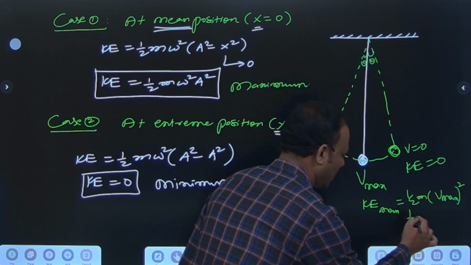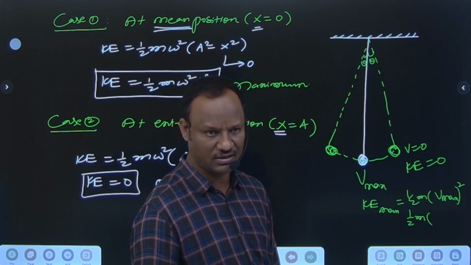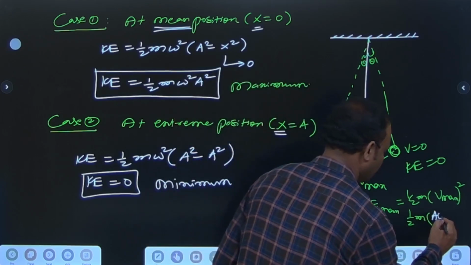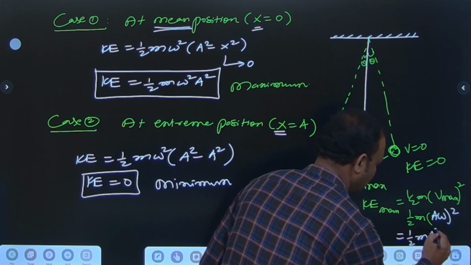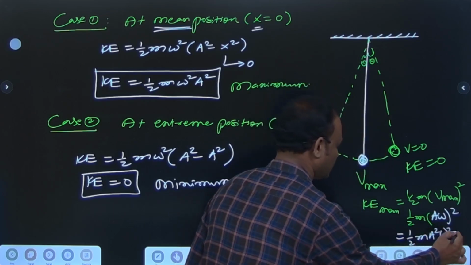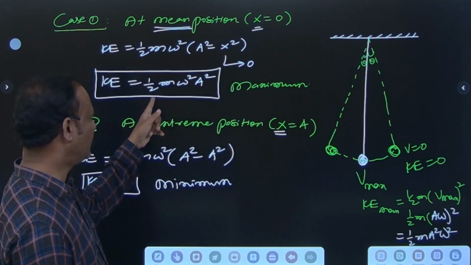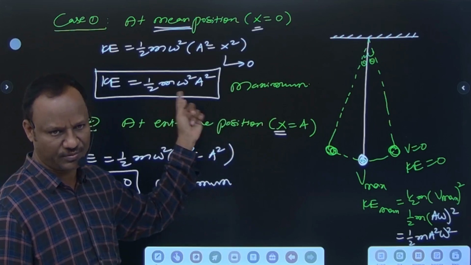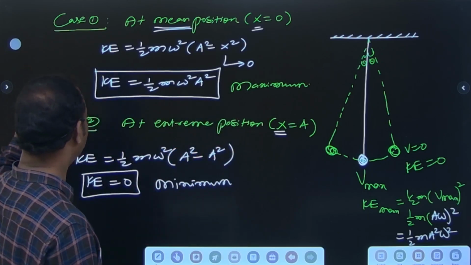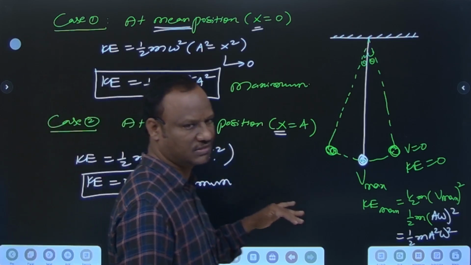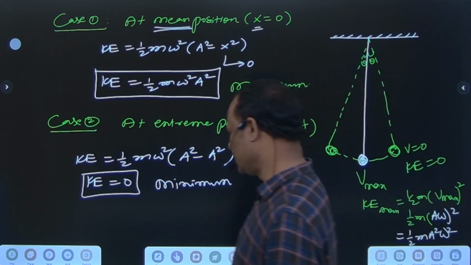So this is half m into, what is the maximum velocity? A omega, right? So half m a square omega square. The maximum is half m a square omega square, otherwise omega square a square. Kinetic energy is maximum at the mean position and minimum at the extreme position.